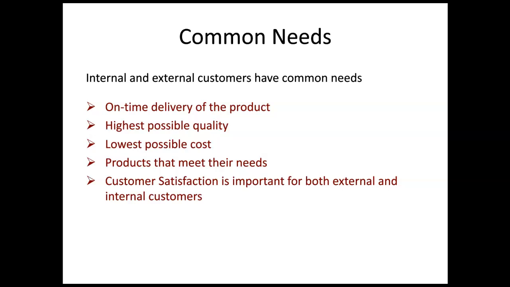Common needs between both internal and external customers: obviously, we need on-time delivery of the product or service. We want the highest possible quality. We want the lowest possible cost, and we want products that meet needs. If you think back to the first couple of weeks, we talked about what needs are and Maslow's hierarchy, that pyramid, as far as the basic needs versus wants. Customer satisfaction is important for both external and internal customers.